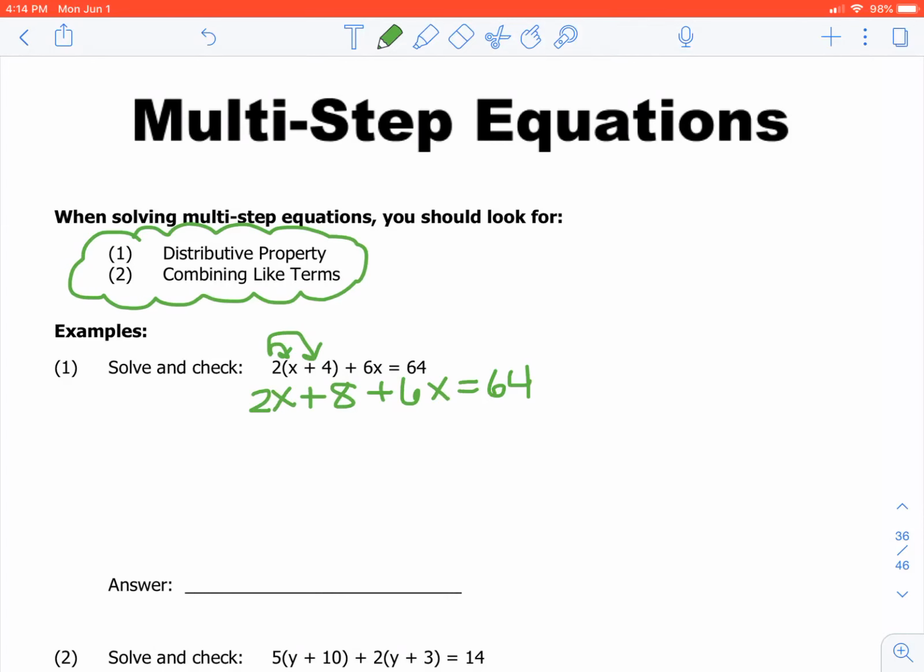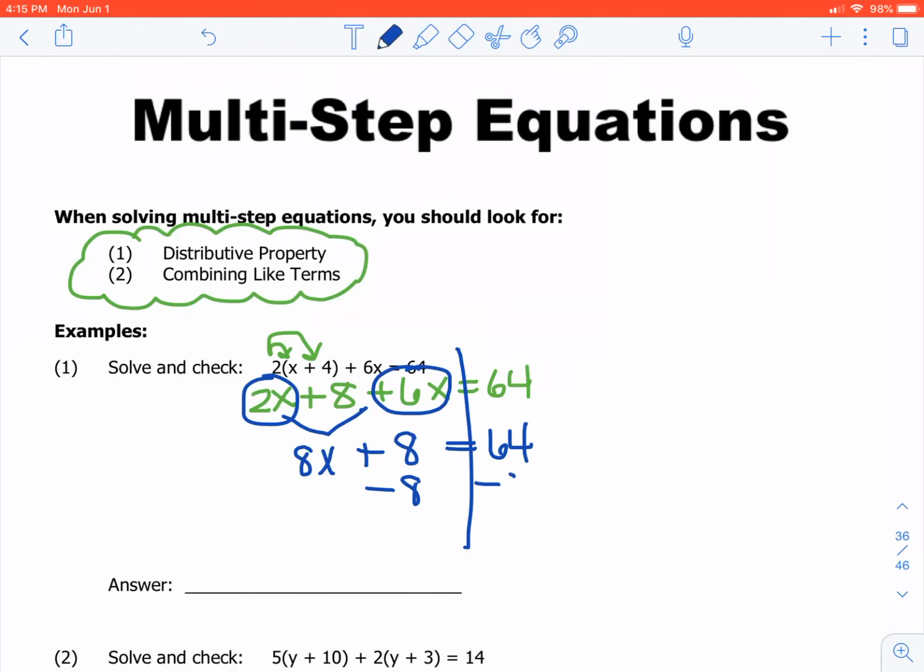All right, so next thing I notice is that we have 2 x's on the same side of this line. When you have 2 x's, you're going to combine those like terms. So 2x and 6x is 8x. You still have that plus 8, and you still have that 64.